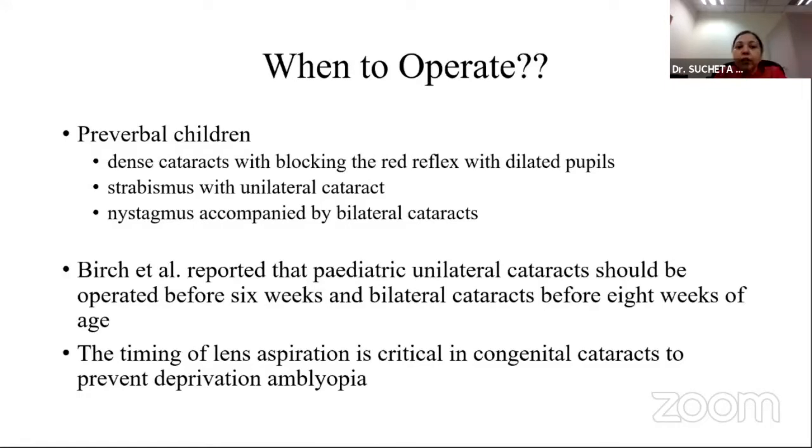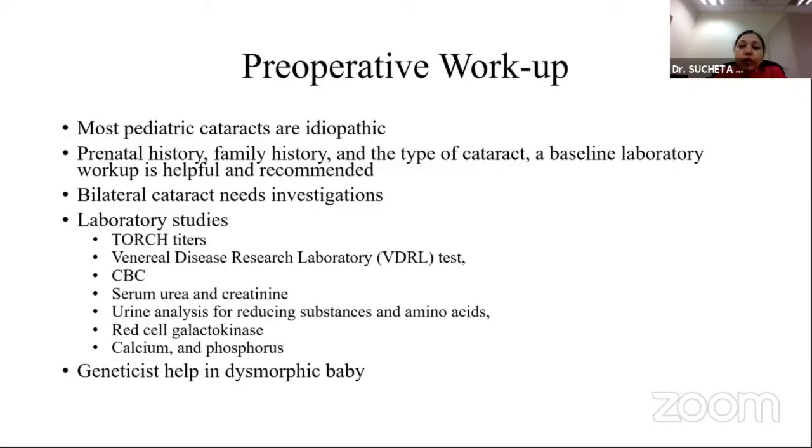Birch et al. have reported that pediatric unilateral cataracts should be operated between 6 weeks and bilateral cataracts before 8 weeks. So the timing of lens aspiration is critical in congenital cataracts to prevent deprivational amblyopia. So how do we go about it?